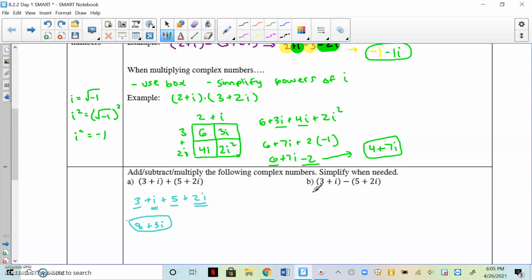All right, for this one we have subtraction, so this time we have to pay attention to that negative sign. So minus 5 and minus 2i. Remember, those signs have to change. So we end up with 3 minus 5, which is -2, and this is an i. 1 minus 2i is going to be -1i, so minus 1i. And that's my final answer.